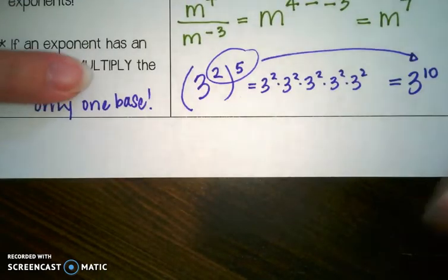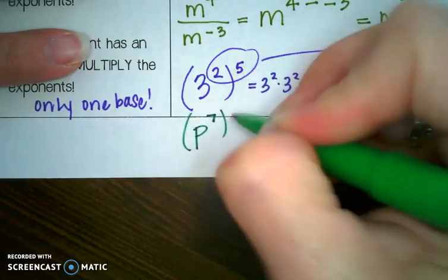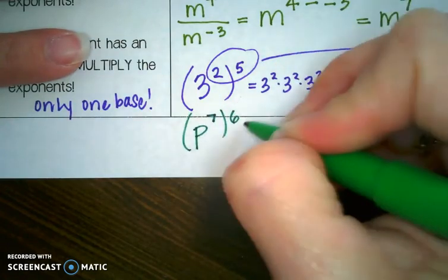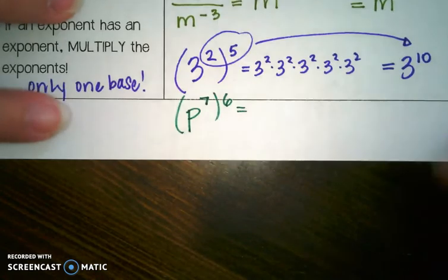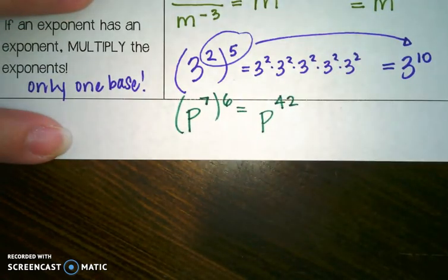Same thing with variables. So let's say we had p to the 7th to the 6th power. Well, golly, who wants to write all those out? That's just 42 of them. So it makes it a lot easier to know the shortcuts that you can use with exponents.